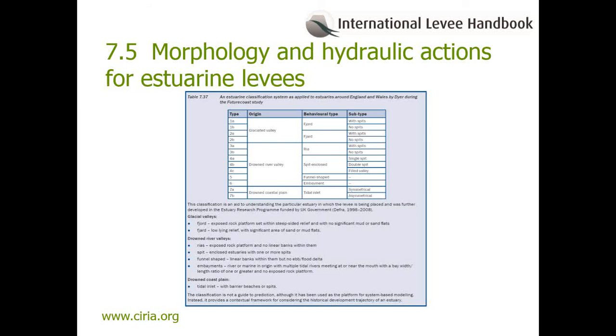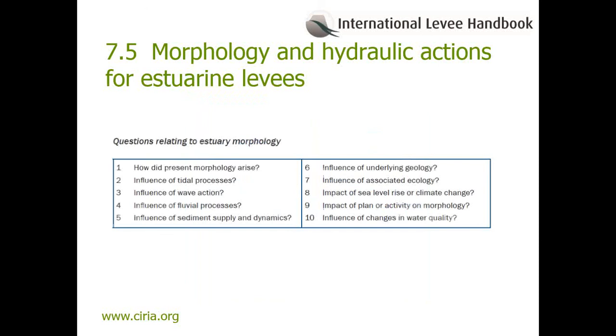Table 7.37 shown here gives a classification system used to aid in understanding an estuary in which a levee is to be placed. This particular system intends to give a contextual framework for considering how the estuary has developed over time and how that may influence placement and/or performance of a levee. The next table, shown here, is a sample from the ILH and gives a list of questions to use in characterizing estuary morphology.